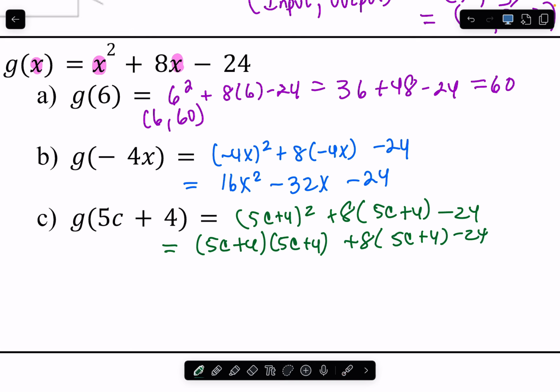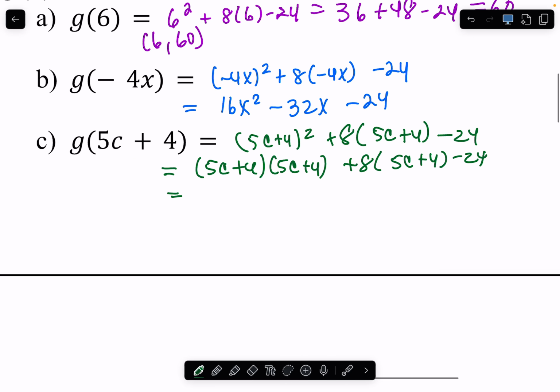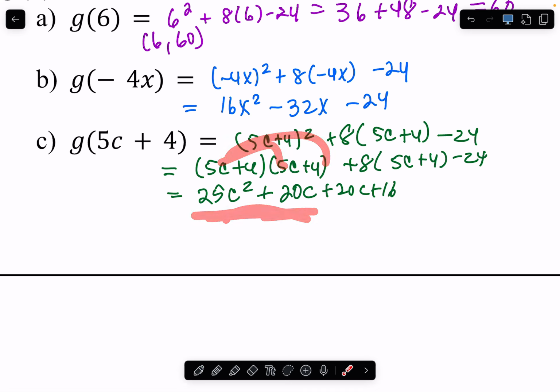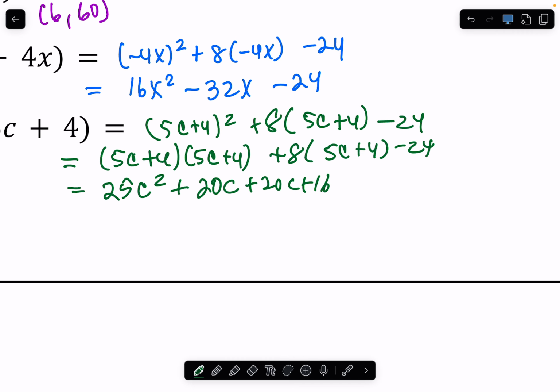Now, if you do the normal, good old distribution or FOIL, whatever you want to call it, you get 25C squared plus 20C plus 20C plus 16. So that's just 5C distributed, positive 4 distributed. It's just the distribution, but with two pieces. So some Algebra 1 teachers call it FOIL. FOIL only works if it's two terms and two terms, binomials. So I think of it as the distributive property. And then if there's 7 terms, you do the same thing each time.